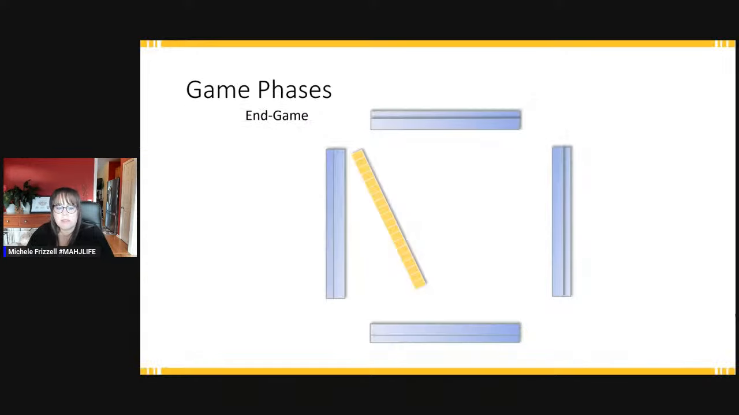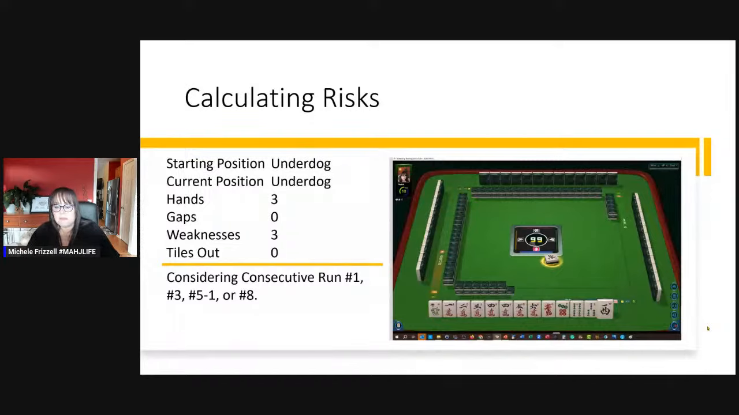Okay, so now let's look at a game coming together in the end game. In this case, we're, again, an underdog. We're looking at consecutive run number one, number three. So let's see, number one, one through five in one suit. Number three would be the dragon hand. Number five dash one, one, two, three, four, five. So that would be two, three, four, five, three, four, five, six Kongs with a pair of flowers, or maybe even the concealed hand. So we have three or four hands that we could potentially play here.